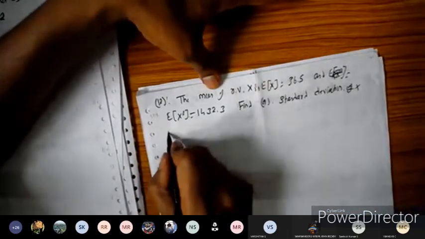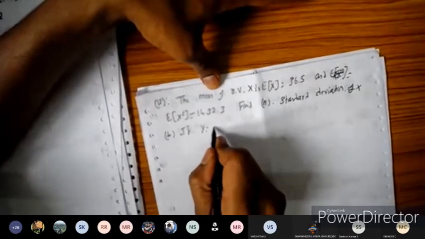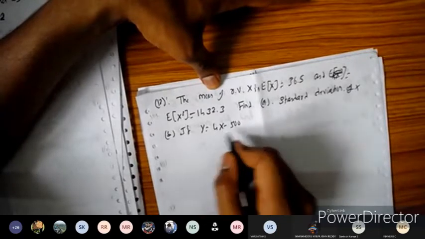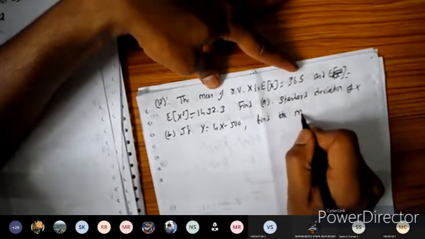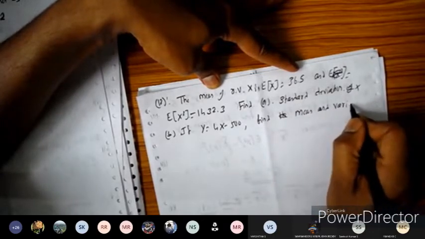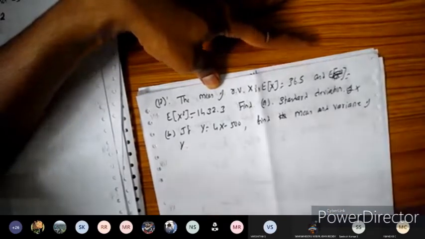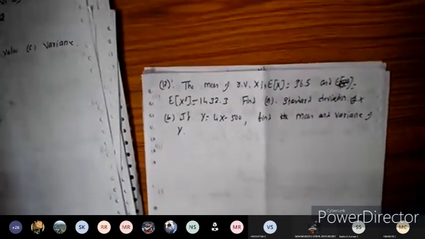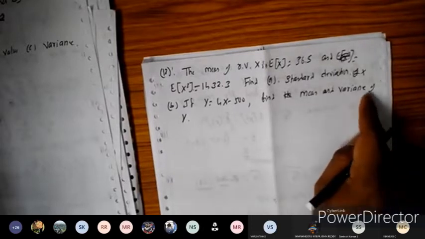Next one, part B. Similar to the previous problem, if y is equal to 4x minus 500, find the mean and variance of y. This is similar to the previous problem, but the only extra quantity is that we need to find the variance here.